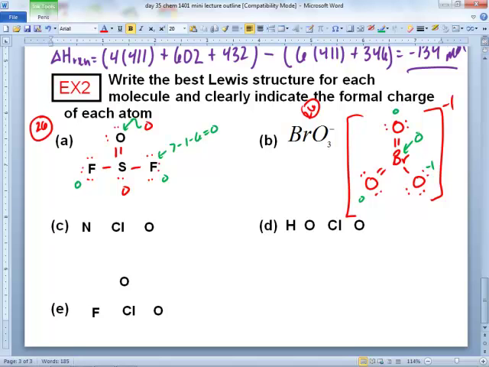So this is the best answer. So these aren't negative 1s anymore. These are zeros. You can figure out NCLO. You're doing pretty dang good. This is a hard one. At least I struggled with it.